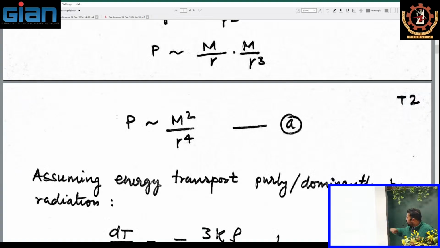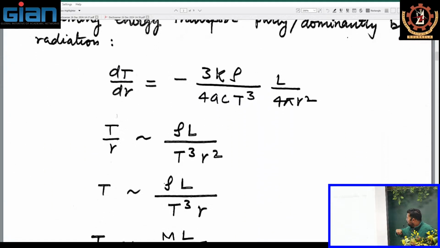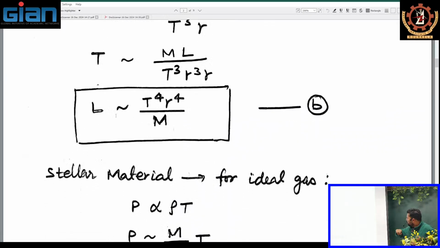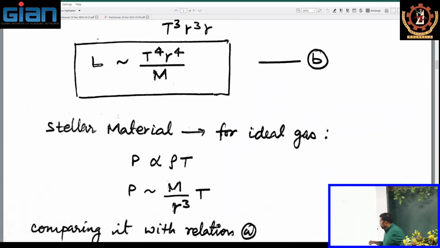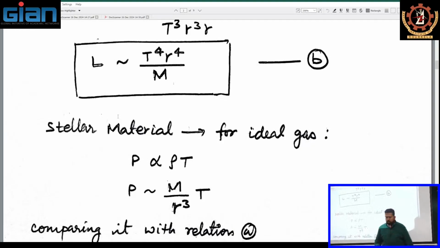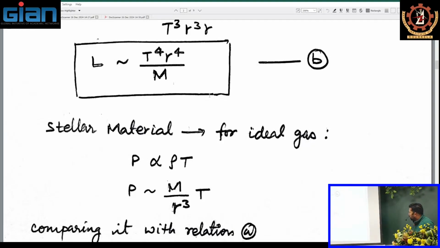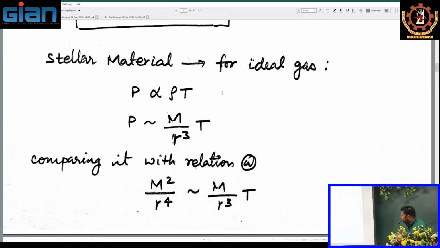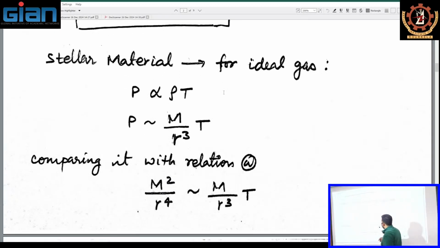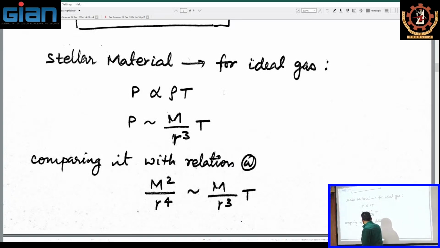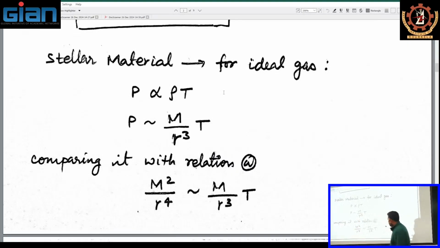Pressure P is proportional to M square by R4, and here we have P proportional to M by R cube T. In this case you can write, by comparing the right hand side of these two relations, a relation between M, R and T. So this M square divided by R to the power 4, not square, is proportional to M divided by R cube multiplied by T.